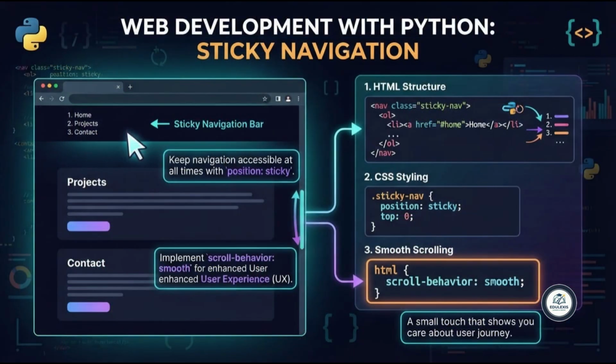Implement a sticky navigation bar at the top. Use an unordered list for links like Home, Projects, and Contact. Ensure smooth scrolling behavior by adding html { scroll-behavior: smooth; } in your CSS. This small touch significantly improves user experience. It shows you care about how a user moves through your content.